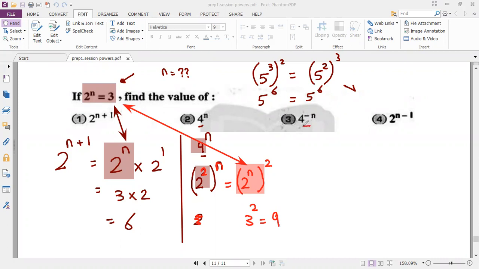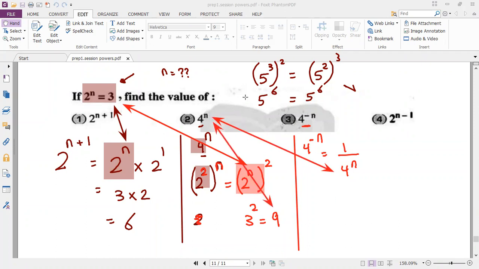I want to get 4 to the power of negative n. You know 4 to the power of negative n is the same as 1 over 4 to the power of n. And 4 to the power of n from the previous one equals 9. So it will be 1 over 9.